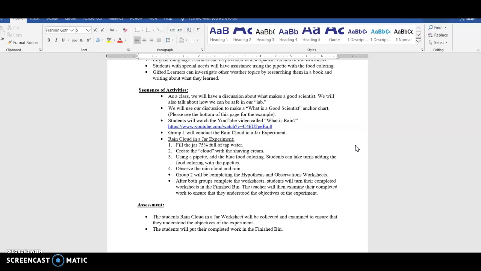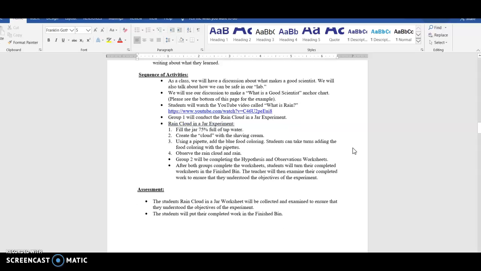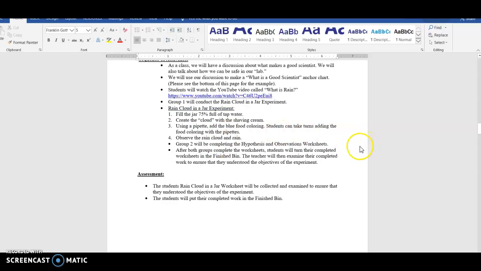Group 2 will be completing the hypothesis and observations worksheets. And I will skip the part where it says rain cloud in a jar experiment because I have another video that shows me actually doing that experiment. So you'll get to see that firsthand. But there are the instructions and steps.